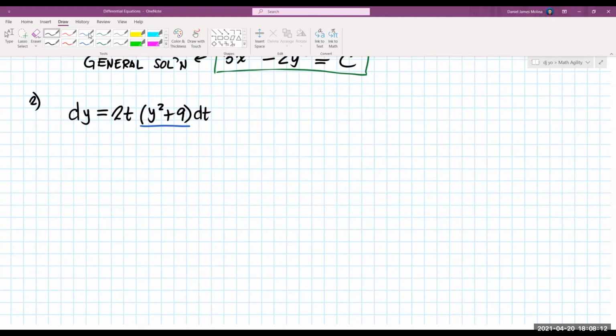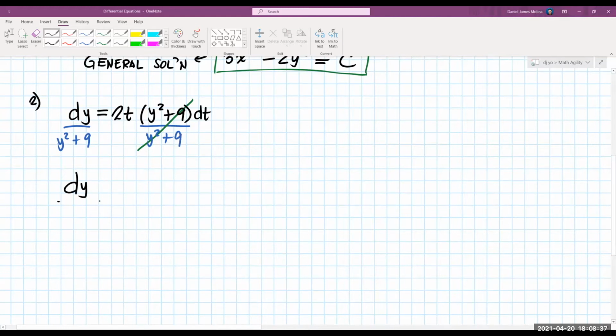So what we can do here is, by relocating it to dy, we pair it with dy by simply dividing the two sides of the equation by y squared plus 9. By dividing, as you can notice here, the term y squared plus 9 is cancelled.